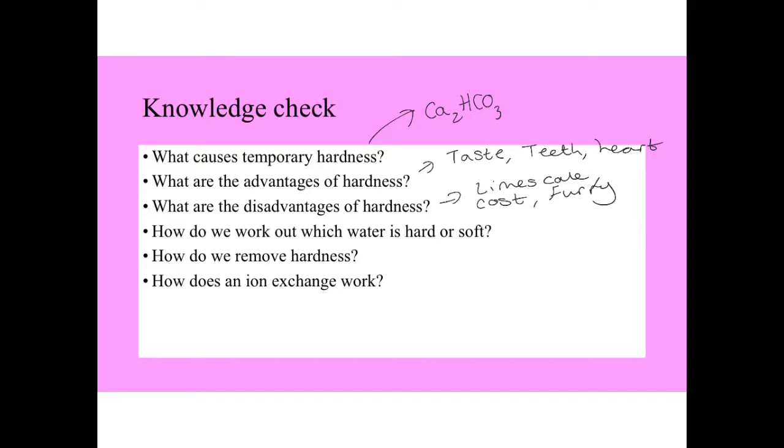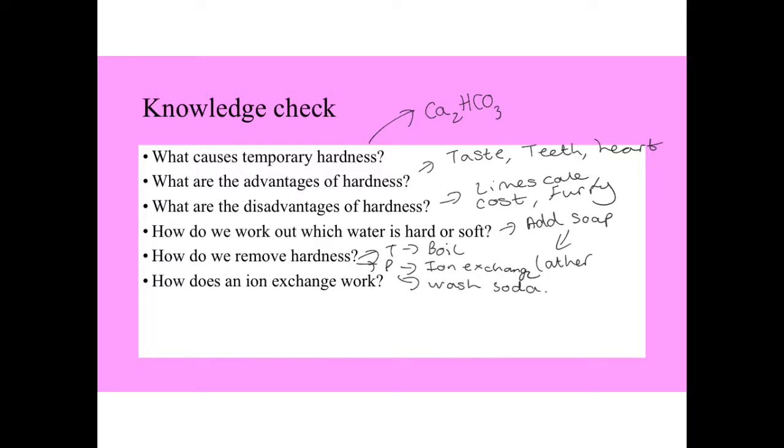How do we work out which water is hard or soft? So add soap, whichever forms the lather. So soft water will form a lather. How do we remove hardness? If it's temporary, you can just boil it. If it's permanent, then you can either use the ion exchange or washing soda. Okay, ion exchange is quicker, but it's more expensive.